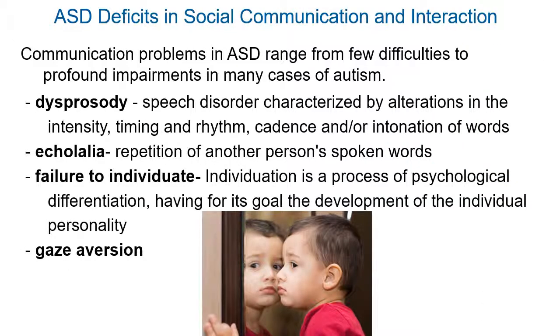Now, there are several key terms that are associated with autism. First is going to be dysprosody. This is a speech disorder characterized by alterations in the intensity, timing, and rhythm of the words. Also, you have echolalia, which is a repetition of another person's spoken words. Third, you have failure to individuate. This is when you have a delay or inability to gain or develop an individual personality. Lastly, there's gaze aversion, which is just kind of not making eye contact, which you described before.